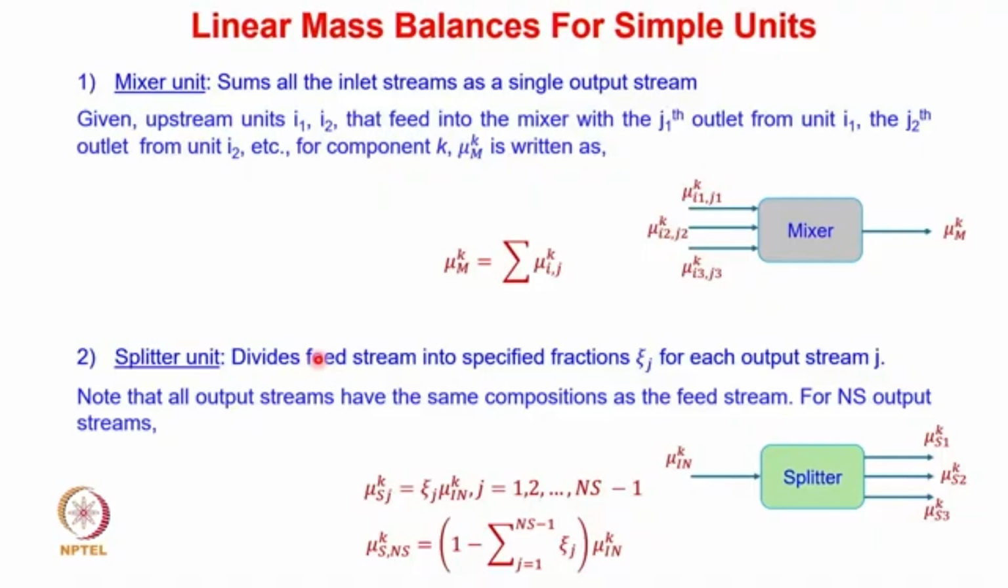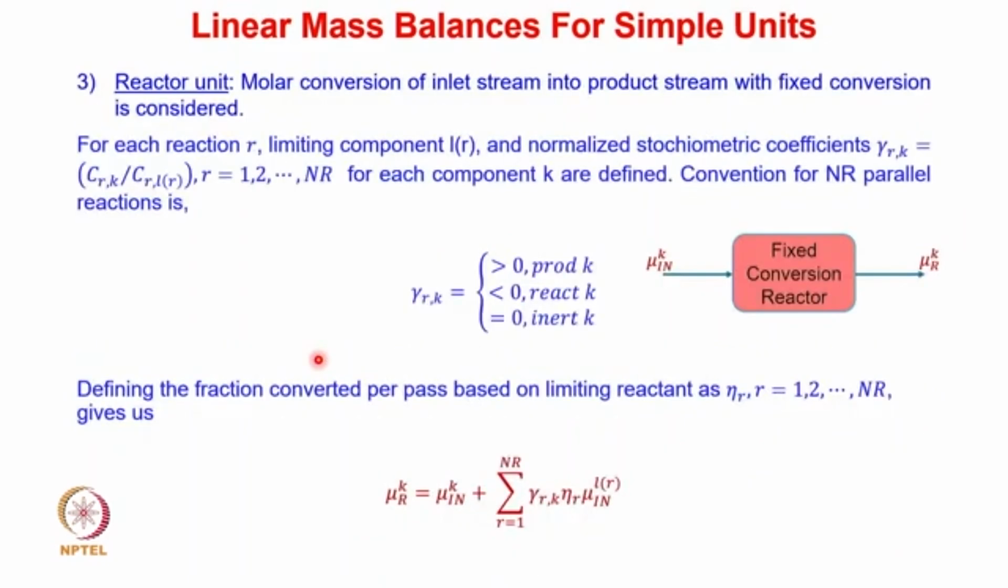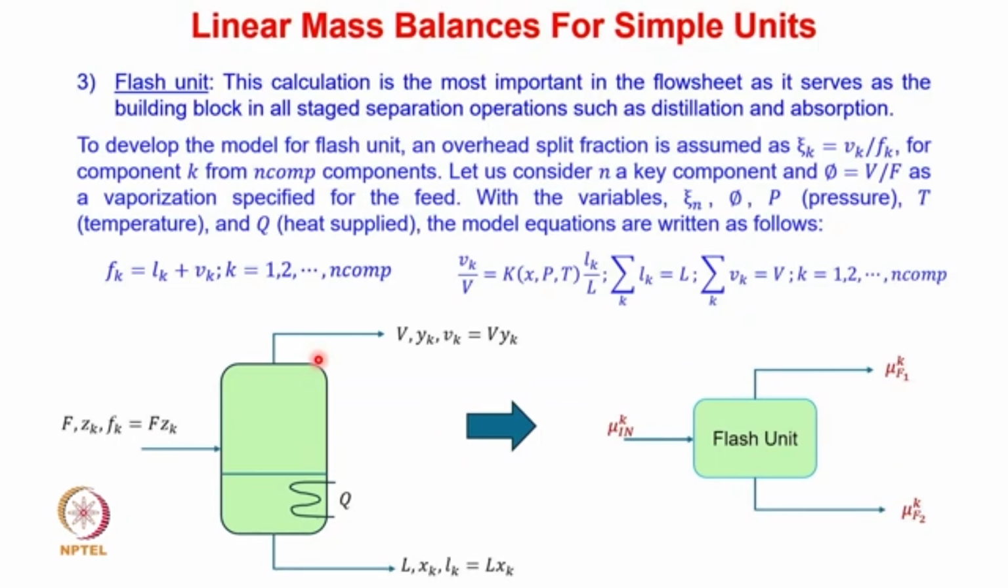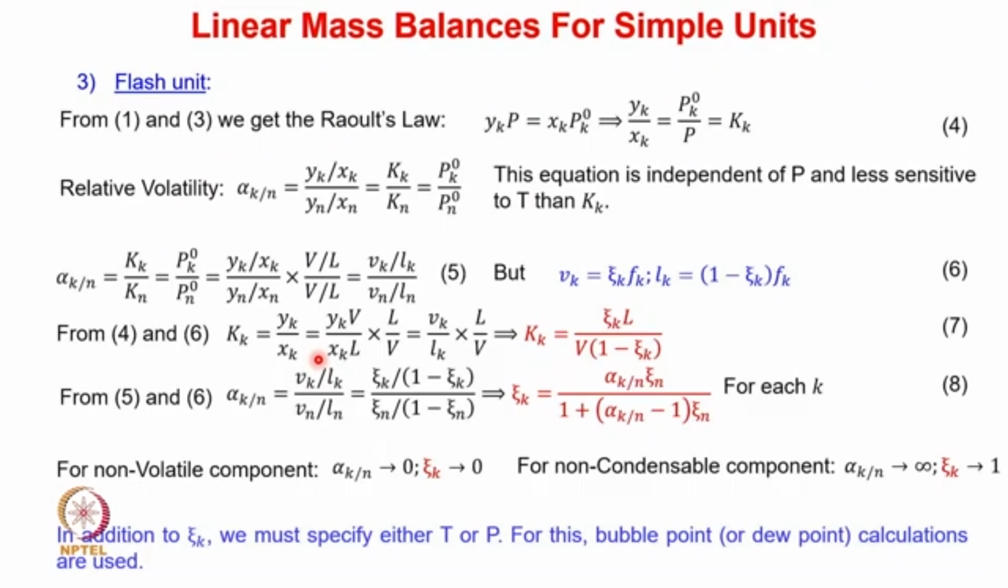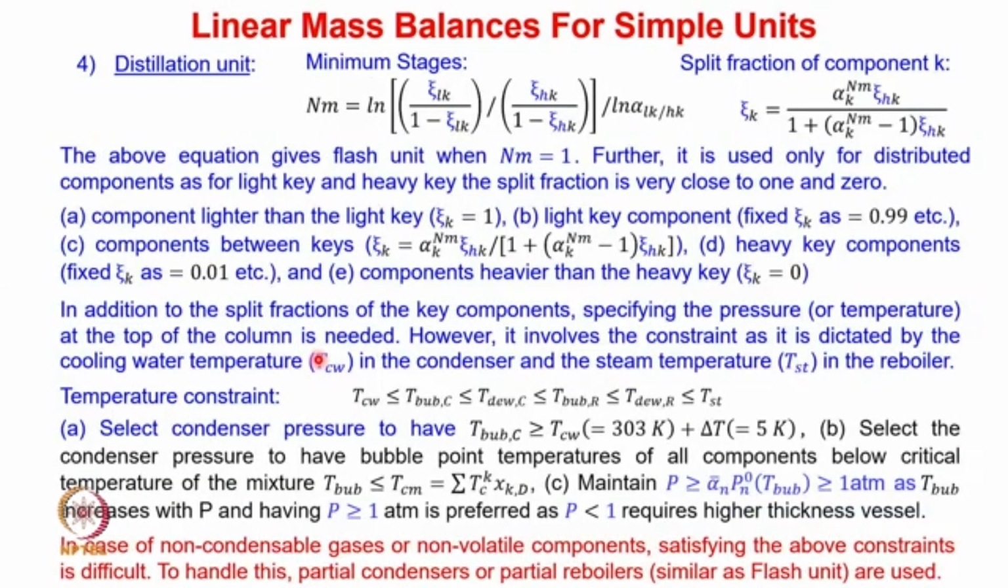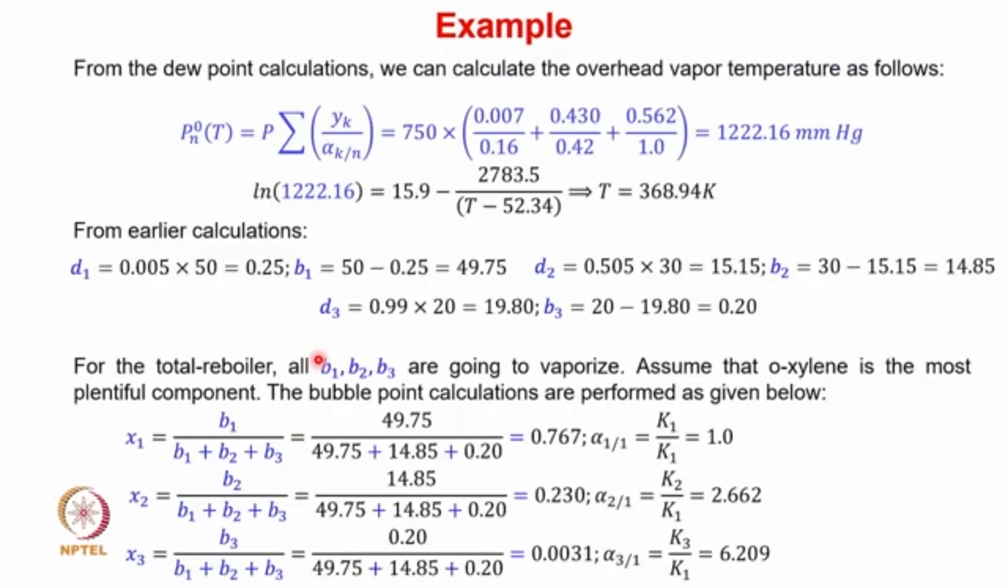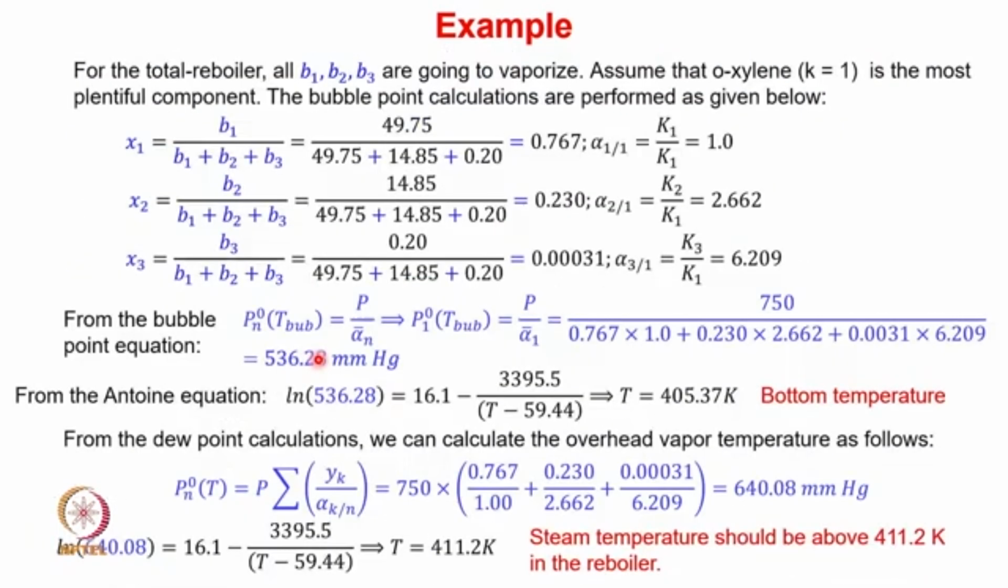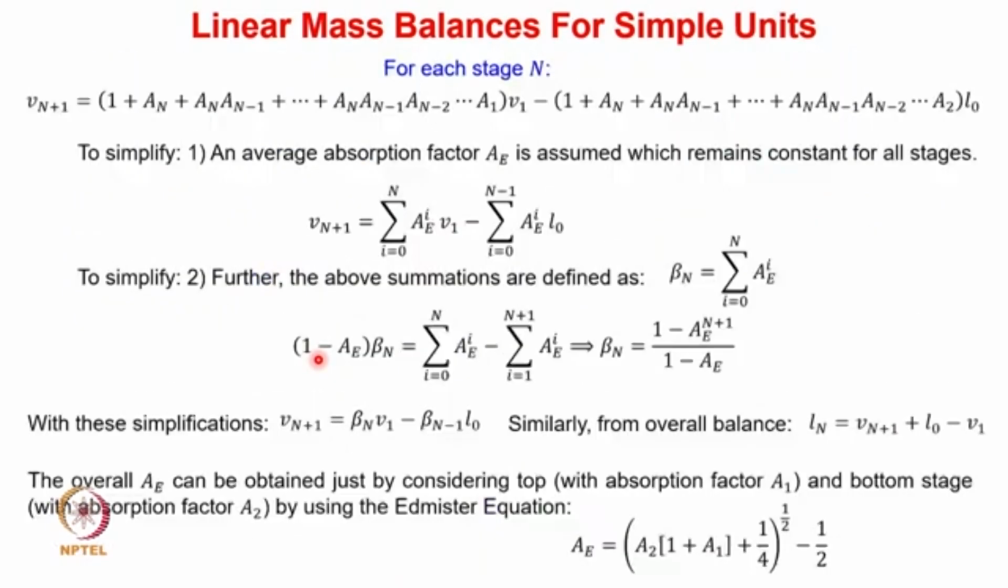In the last class we started looking at mass balance equations for different equipments. We have started with mixture unit, then we have extended our analysis to splitter unit, then we have looked at reactor unit, then we have seen the flash unit, then after that we have looked at the distillation unit and then absorption unit and finally the splitter unit. So these are the different equipments which we have seen in the last class.